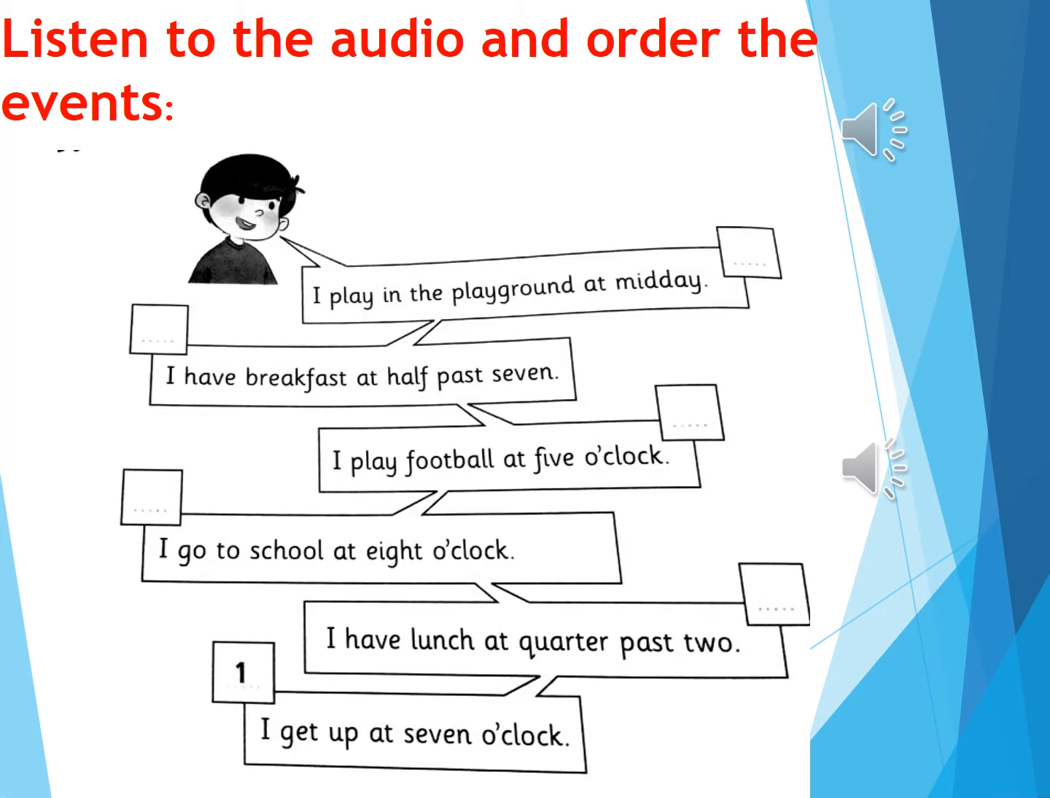Activity book, page 70, learn words. 2. Listen and order. 1. I get up at 7 o'clock. 2. I have breakfast at 7:30. 3. I go to school at 8 o'clock. 4. I play in the playground at midday. 5. I have lunch at 2:15. 6. I play football at 5 o'clock.